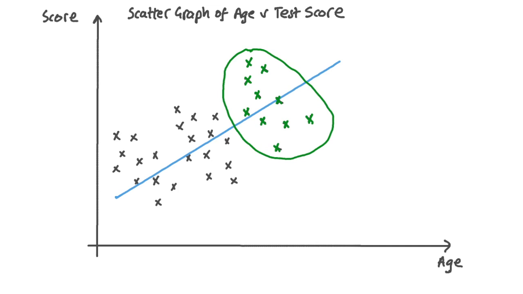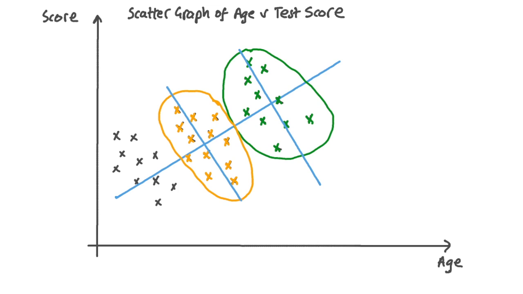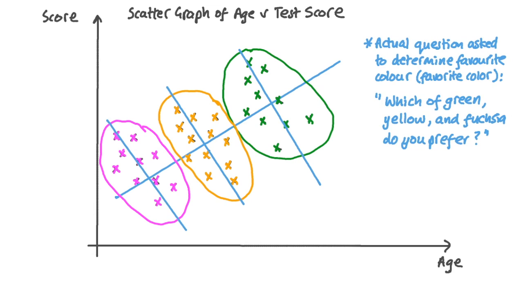These people said their favourite colour was green, and their data shows a negative correlation. Older people tend to get lower scores on the test. These people said their favourite colour was yellow, and again, their data shows negative correlation. Older people tend to get lower scores on the test. And these people said their favourite colour was fuchsia, and again, their data shows negative correlation. So overall, the data shows positive correlation, but when we know people's favourite colour, we see negative correlation. The overall trend is different to the trend that each subgroup shows.